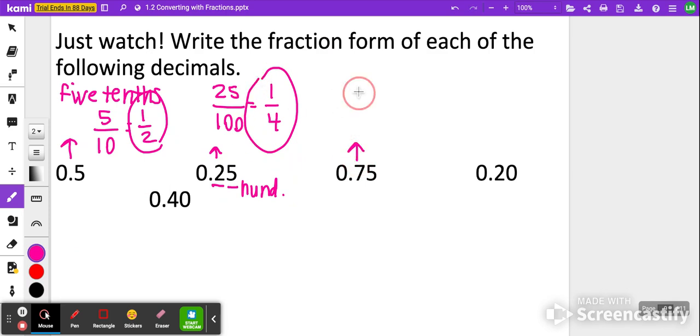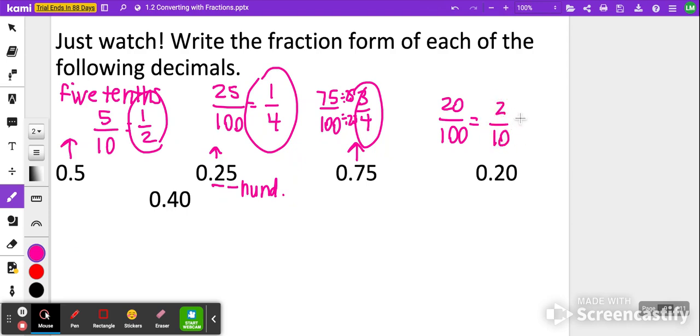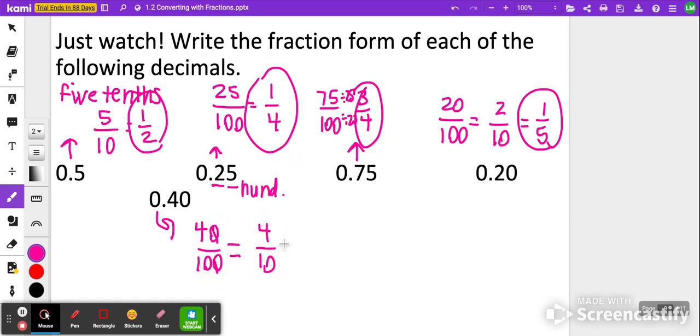0.75, you should have this one memorized. That one's 3/4, but in case you didn't, this is 75 hundredths. And then just divide both of these by 25, you get 3/4. Okay, 0.20, this is 20 hundredths. So I get 20 over 100. I can reduce that maybe to 2/10 and reduce it again to be 1/5. And then this 0.40, either have it memorized or say this is 40 hundredths. Reduce, take off some zeros, so I get 4/10. Reduce again, cut it in half, divide by 2, I get 2/5.